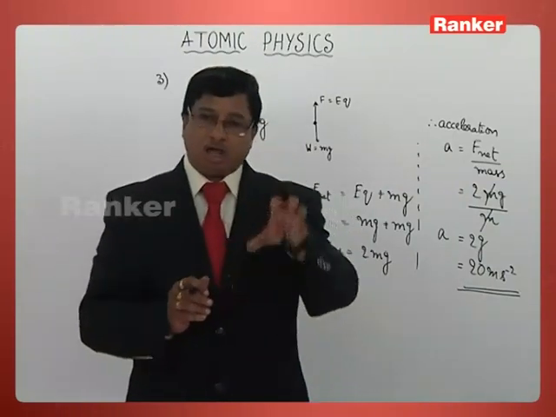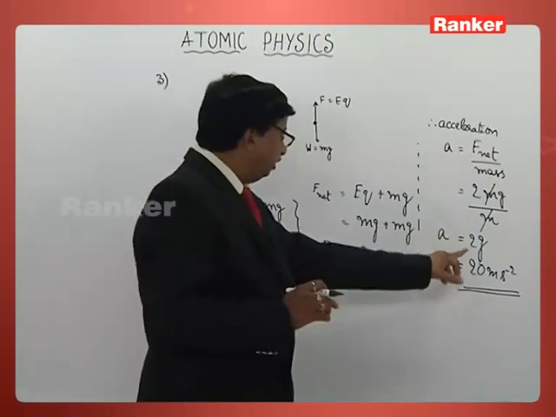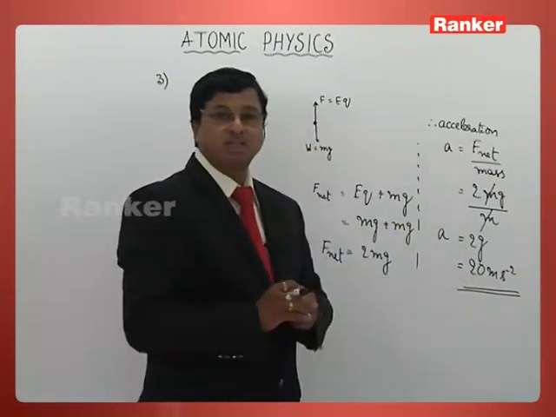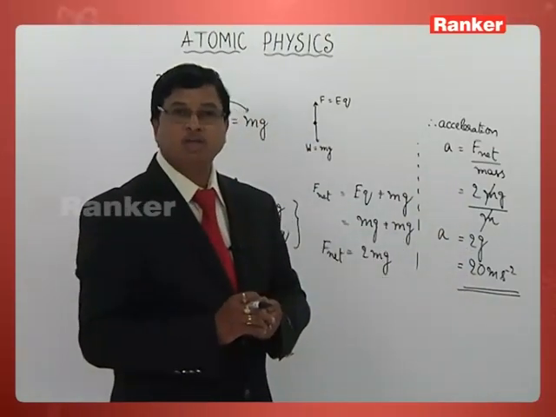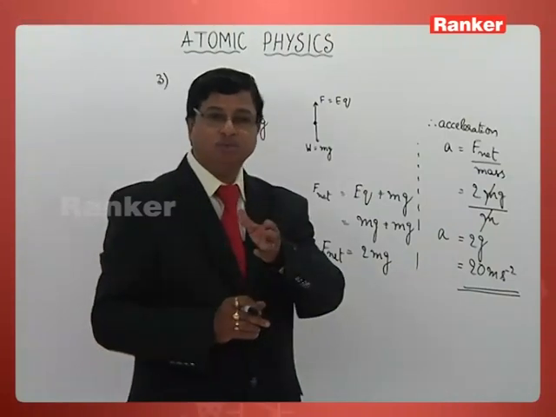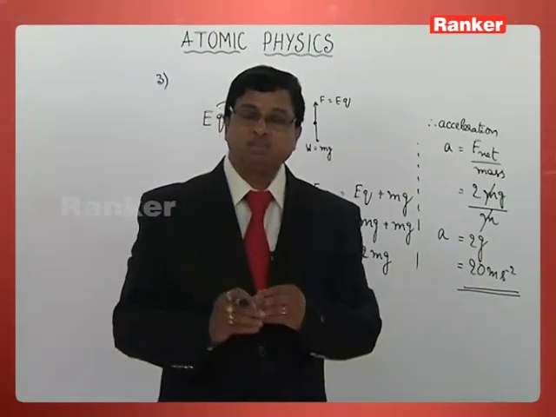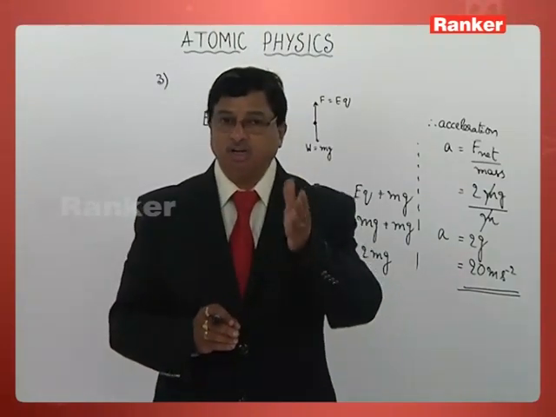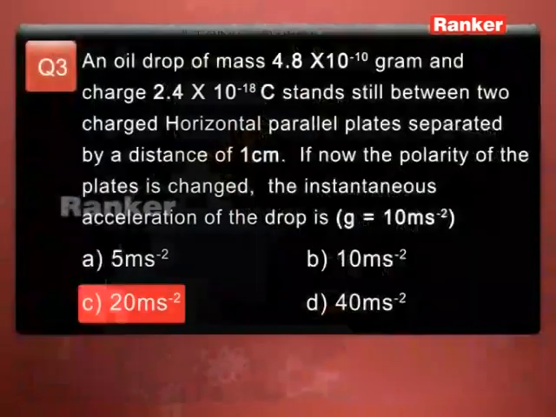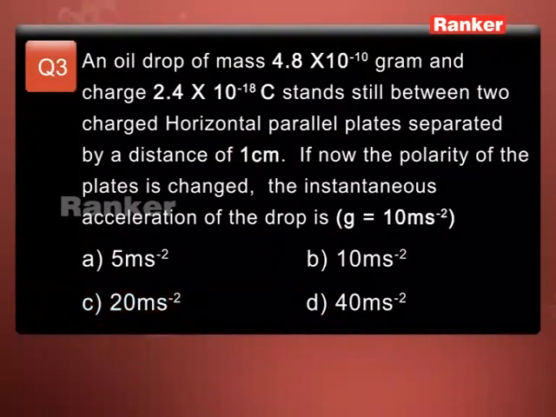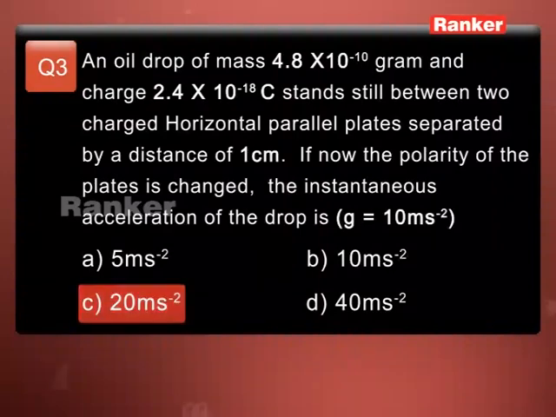That means g value is already given as 10, therefore it now becomes 20 meter per second square. See the options now. First option 5 meter per second square, second is 10 meter per second square, third is 20 meter per second square. So automatically we can come to the conclusion that the answer for this particular question is the third option.